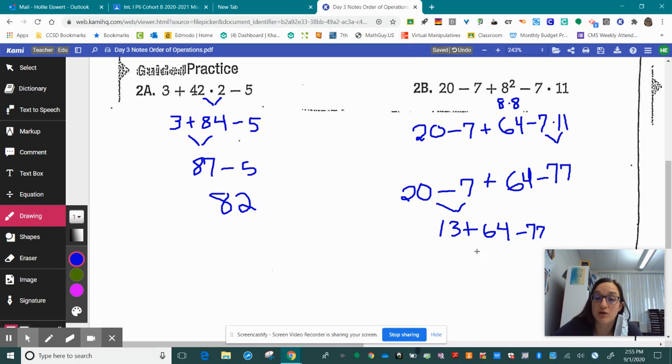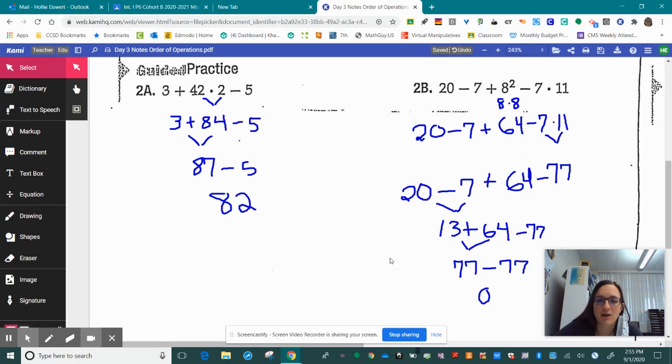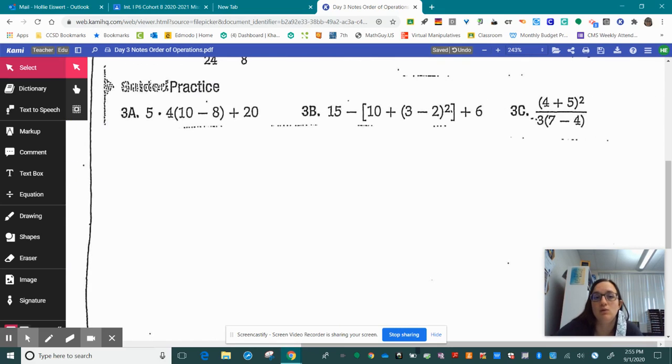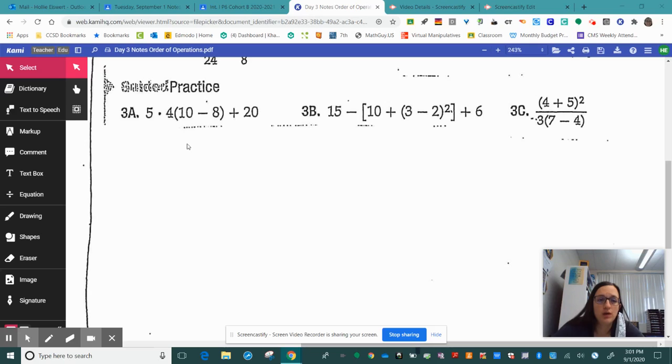From here, we're going to do the addition next because it's left to right. So we have 13 plus 64 would give us 77. So we have 77 minus 77. 77 minus 77? 0. Not so bad. All right, so we did that practice here. We're going to try some more complicated ones. Ooh, they look more complicated.